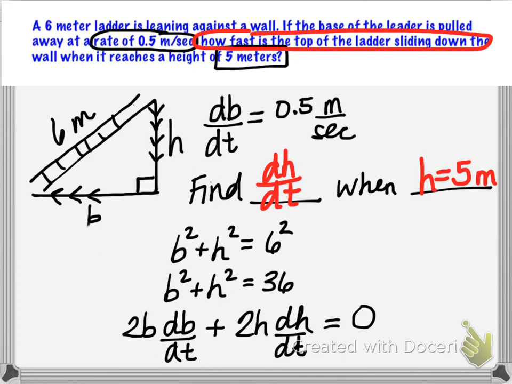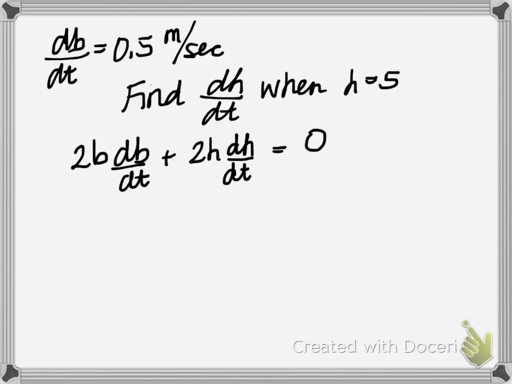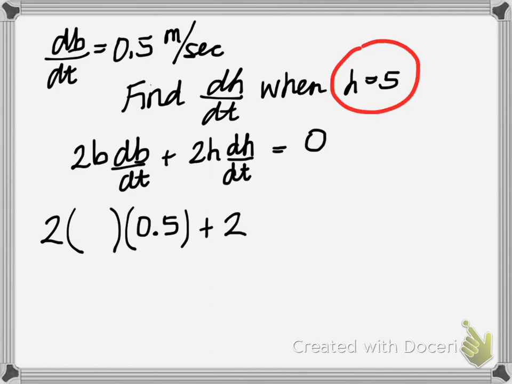Now we can pretty much substitute in the values that we were given and hopefully be able to solve for dh/dt. So I'll begin my substitution. We have 2 times b, and you'll notice I don't have any information right now about the value of b, so I'm going to leave that blank, times db/dt, and we knew that db/dt was 0.5, plus 2h, we were interested in when the height of the ladder was 5, so at the instant that h is 5, and then we're solving for dh/dt, that's what we were trying to find.